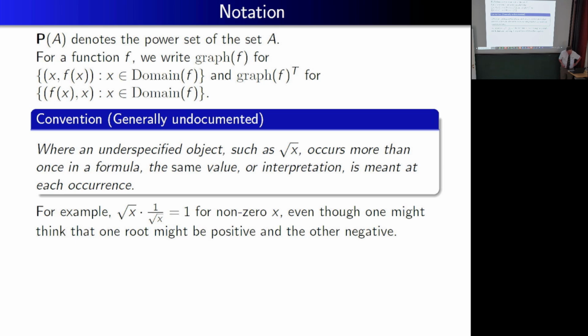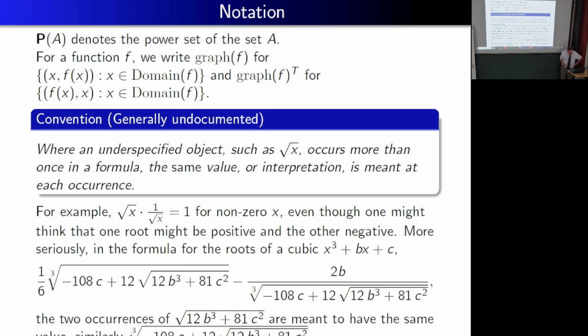So, for example, root x times 1 over root x should be 1, because we can't really have one with root x being positive and one being negative in the same formula. It doesn't make sense. And lots of formulae don't make sense unless you believe that. So there's a standard formula for the roots of a cubic, but that's only true if you assume that those two square roots are the same square root, and those two cube roots are the same cube root. Even then you might think you have 6 values, but you don't.